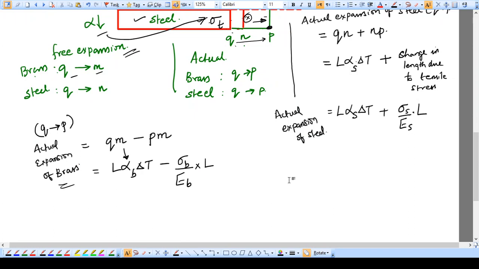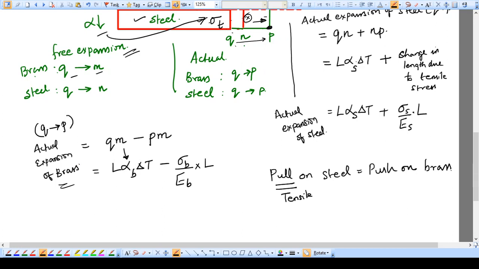Also, for solving such type of problems, you have to use another equation, that is, the pull on steel is equal to the push on brass. Here I have used pull because it is a tensile stress in steel, and here I have used push because it is compressive stress in brass.